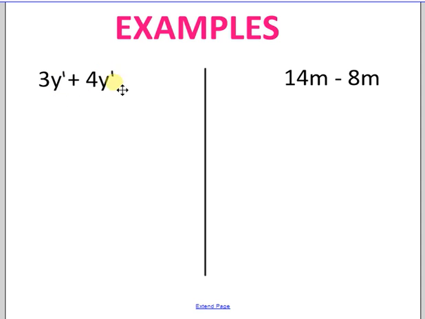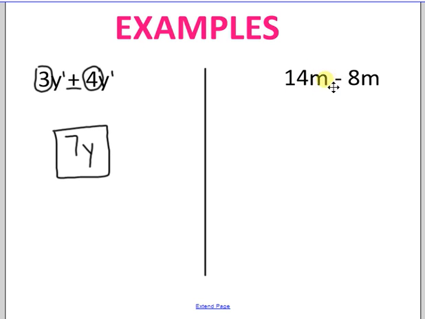Once you establish that they are like terms, you know that you can just take the coefficients, which are 3 and 4, and follow the operation, which in this case is addition. So 3 plus 4 is 7, and then you're going to keep the variable and the exponent. So it's going to be 7y is your answer.